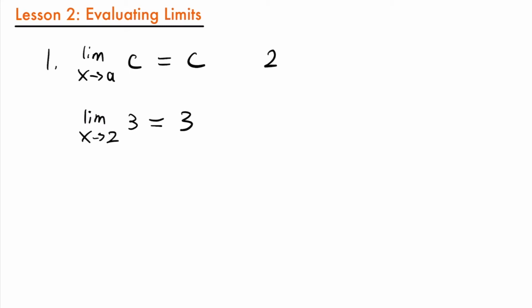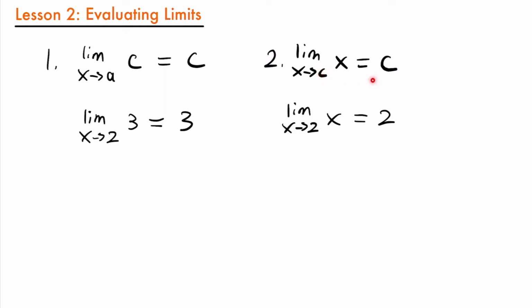The second rule is that for a limit where x approaches some value c of the function x, the answer is always going to be c. So for example, if we had the limit as x approaches 2 of the function x, we would just plug this 2 right into this x, and our answer would be 2. Whatever this value of c is going to be the answer when plugging it in to x.